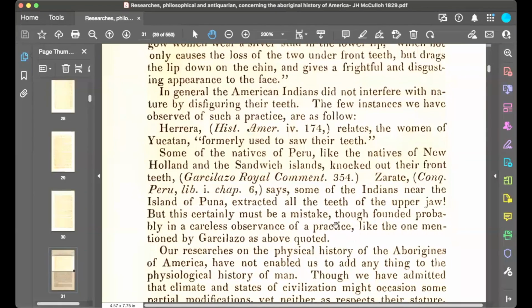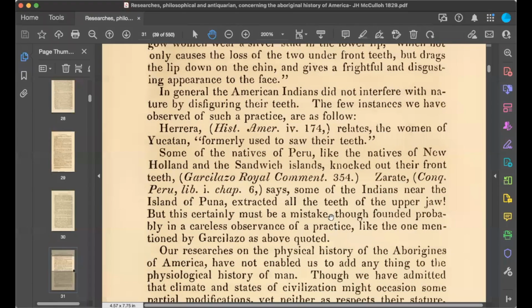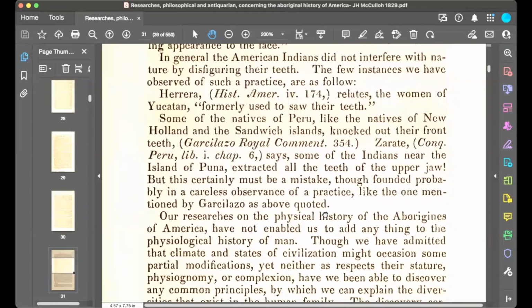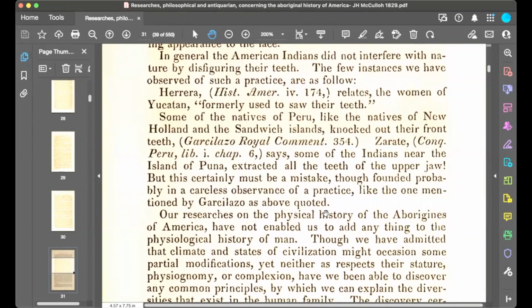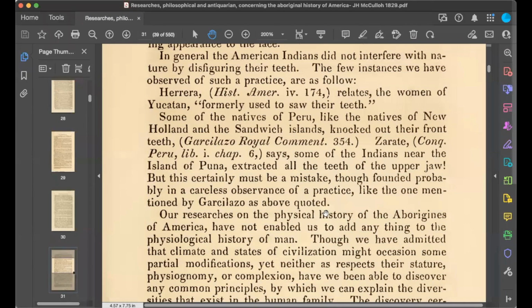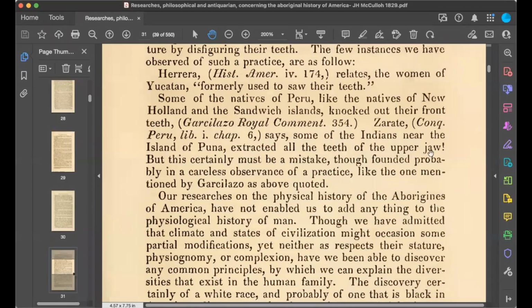Herrera relates, the women of Yucatan formerly used to saw their teeth. Some of the natives of Peru, like the natives of New Holland and the Sandwich Islands, knocked out their front teeth. Sarate says some of the Indians near the island of Puna extracted all the teeth of their upper jaw, but this certainly must be a mistake, though founded probably in a careless observance of a practice, like the one mentioned by Garcilaso, as above quoted.